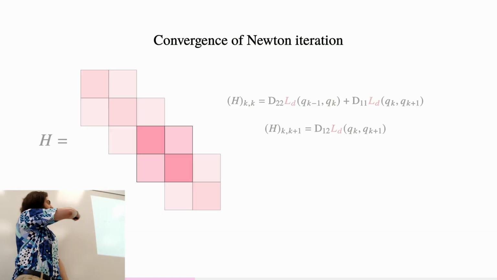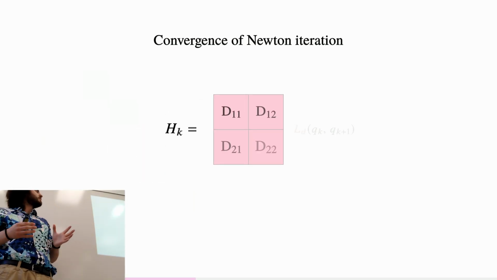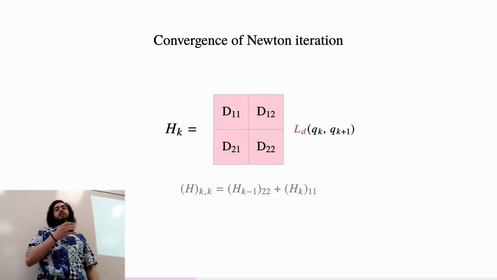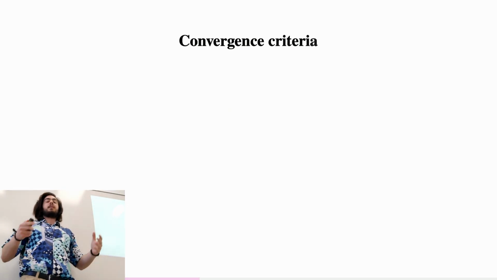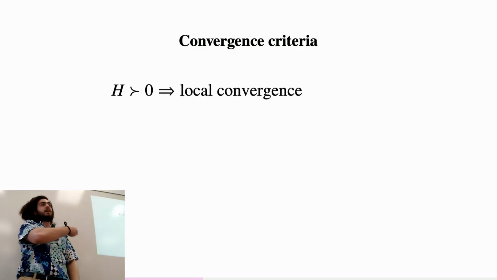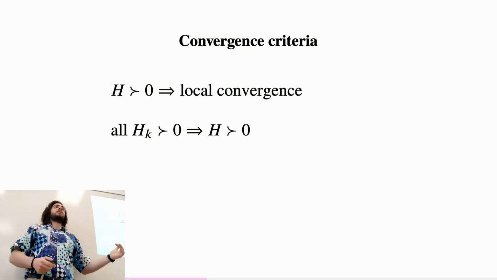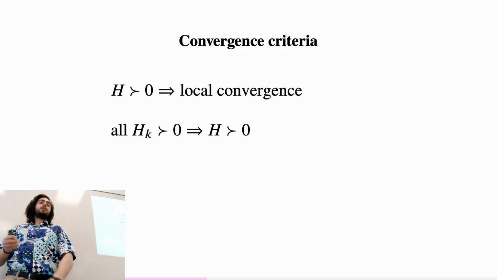And actually, we can think of the global Hessian as being composed by a bunch of local Hessians that are just the Hessian of the Lagrangian evaluated at different points. And with this, we can state the convergence criteria better. So, namely, the algorithm converges if the Hessian is positive definite, but we can also say that the global Hessian is PD if all of the local Hessians are PD too.